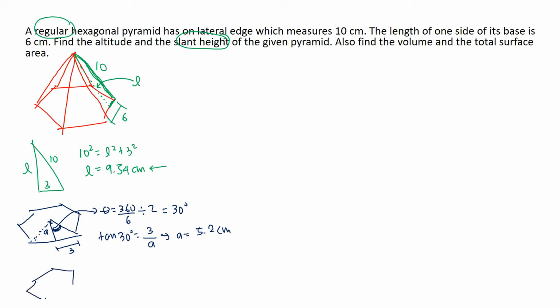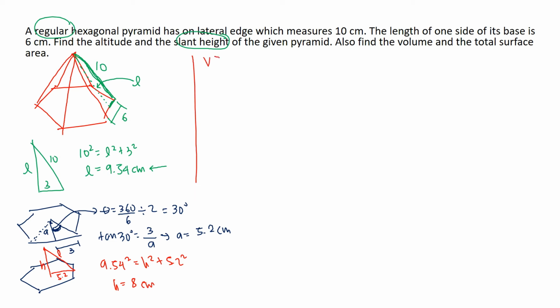Now let's solve for the height. It is just the Pythagorean theorem again: L squared equals H squared plus the apothem squared. 9.54 squared equals H squared plus 5.2 squared. Solving for the height, we get 8 centimeters.